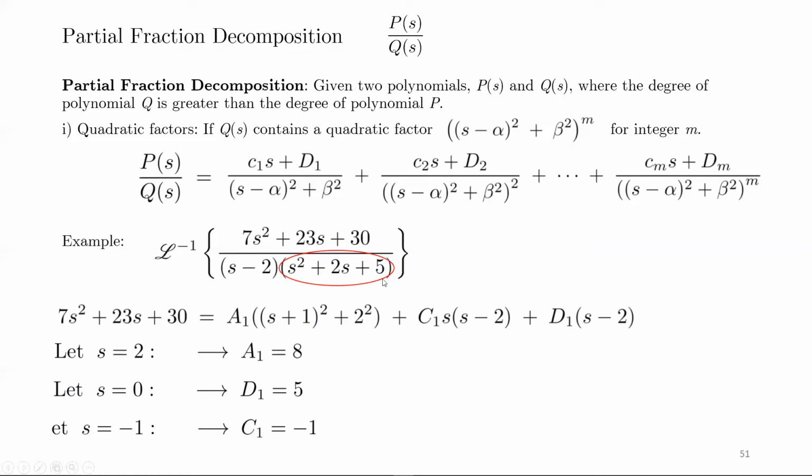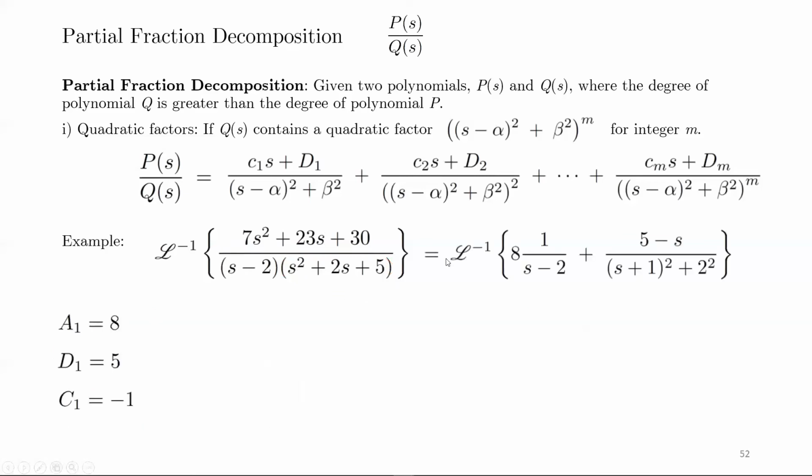So therefore, the inverse Laplace transform of this quite challenging looking fraction of quadratics, we can simplify to the inverse Laplace transform of 8 over s minus 2. Again, that's a linear factor. We know that this is going to be an exponential of 2t, so 8 times the exponential of 2t. And then this quadratic term here, this one we have to work a little bit harder to find the inverse Laplace transform of.